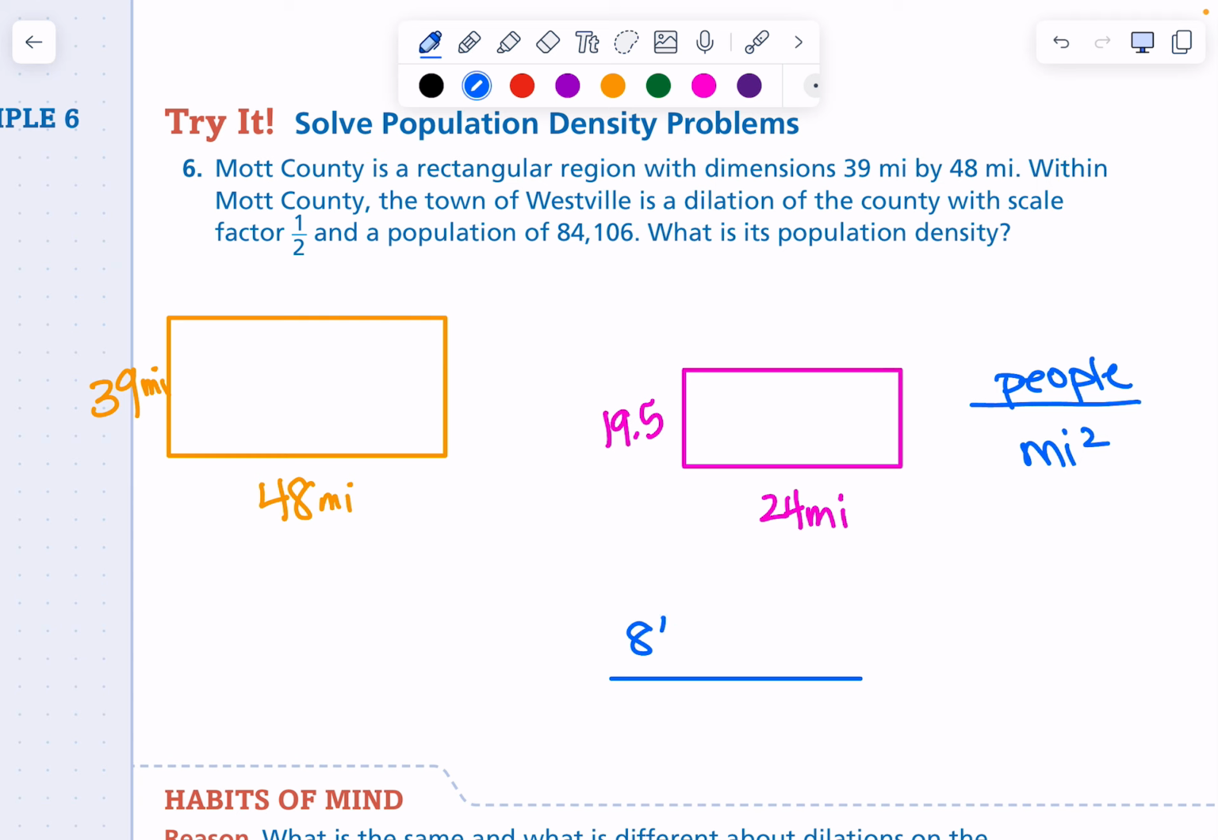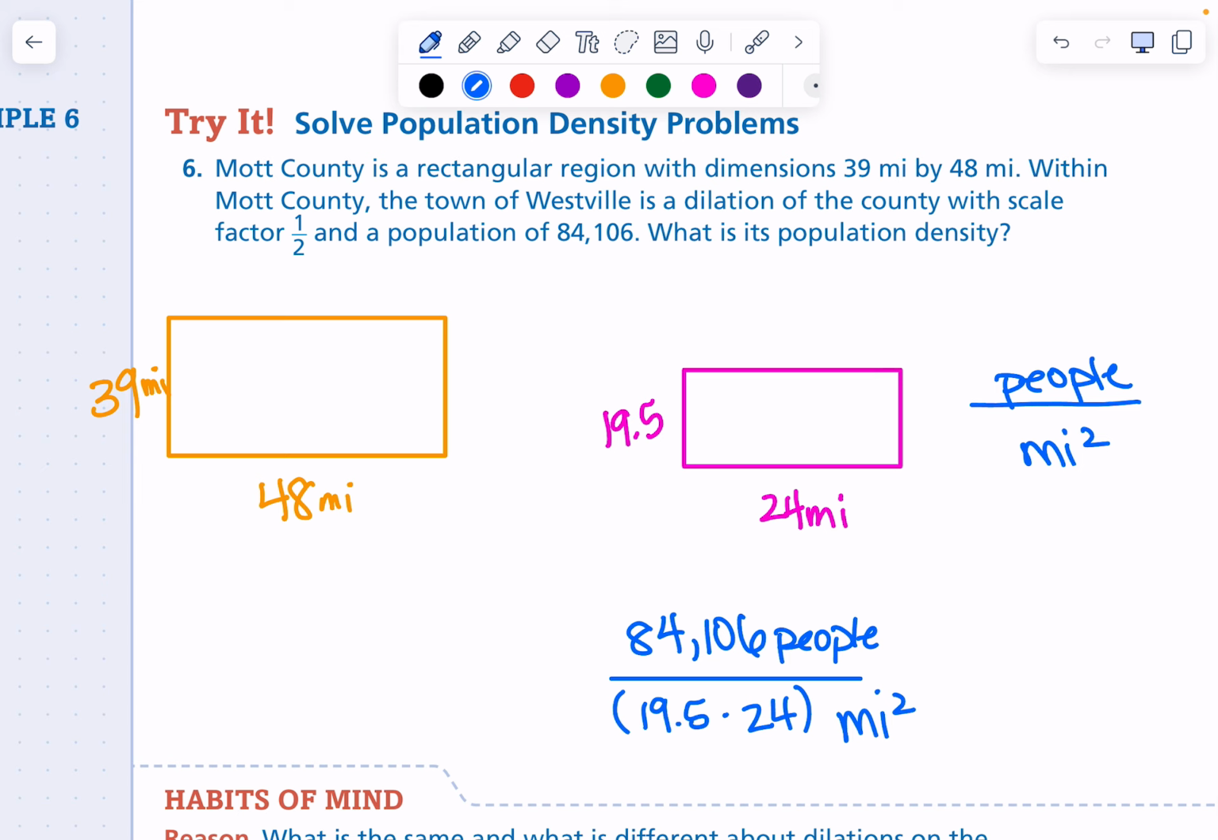I know that there's 84,106 people. Logan, how do we do it? How do I find the square miles? Lucas? Oh, we find area by taking width times height.